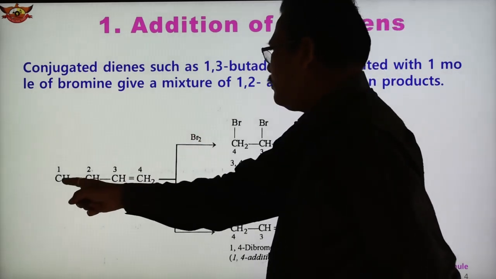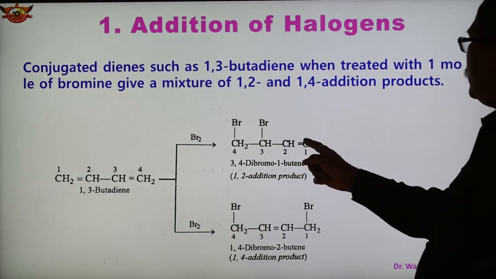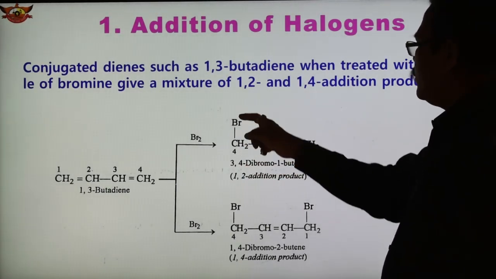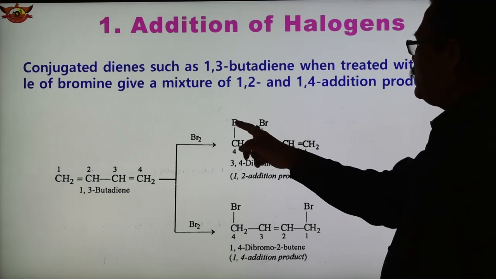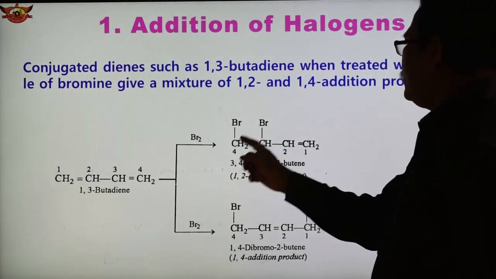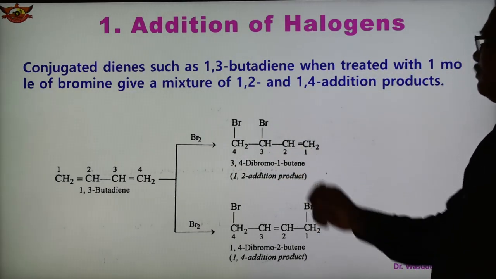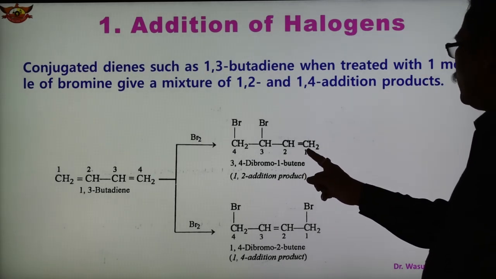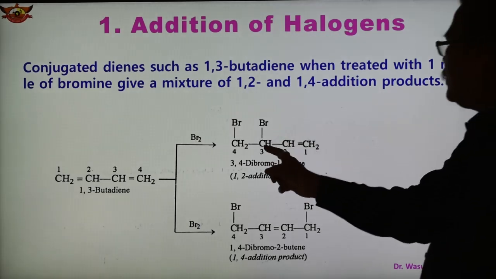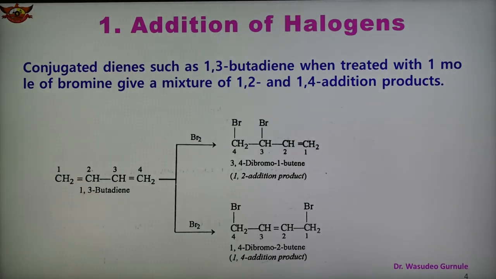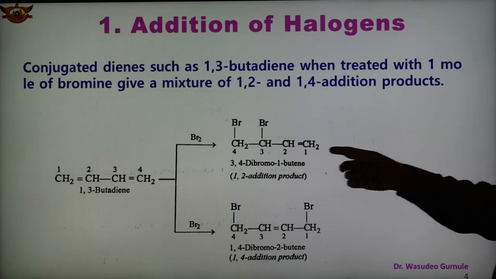So Br2 is added here at 1,2, and this other double bond remains as it is. One bromine is here and the second is here. These two bromine atoms are added on carbons 1 and 2. We can give the numbering from the double bond carbon: 1, 2, 3, 4. So the name of this compound is 3,4-dibromo-1-butene, and this is the 1,2 addition product.